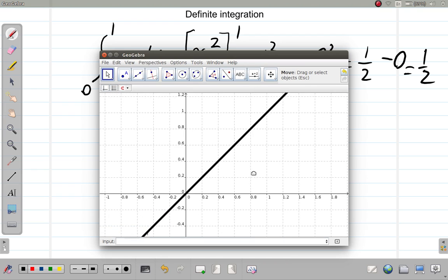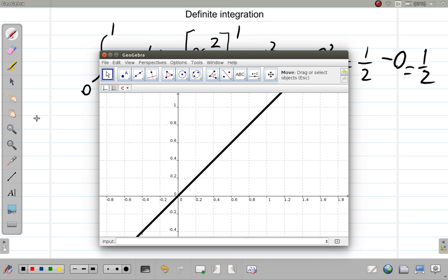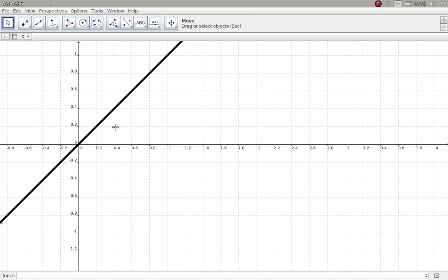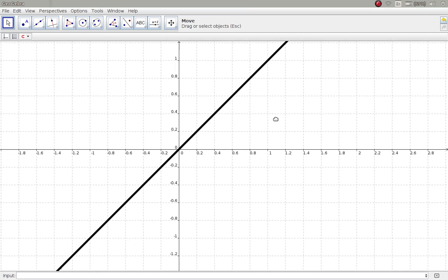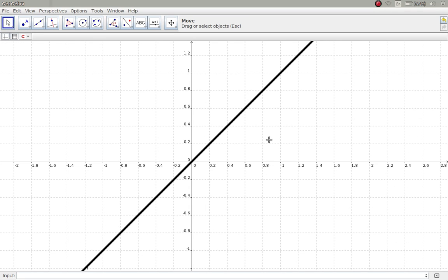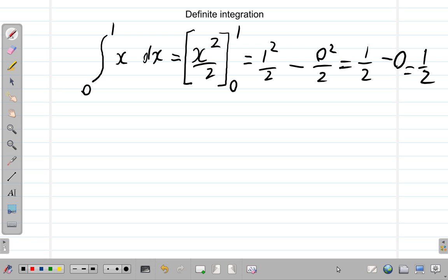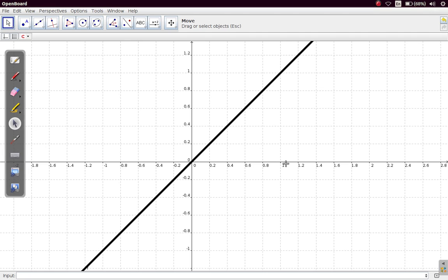Now, this is our graph, and we have the lines. This is the line on our graph, y equals x. And remember, we're integrating from 0 to 1. Let's maximize our graph. We integrate from 0 to 1. So what that really means is this. We are integrating from 0 to 1 of x dx.